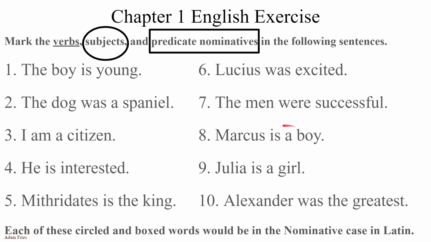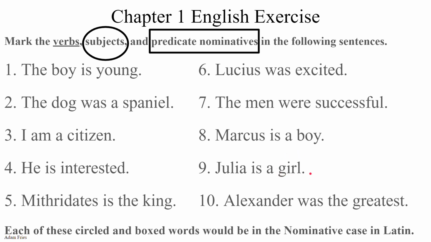Sentence 8, Marcus is a boy. Well, who is the boy? That is the subject. Circle him, Marcus. Underline the linking verb is. Put a box around boy, which is a noun. Boy is the predicate nominative, giving more information about the subject, Marcus. Sentence 9, Julia is a girl. Circle Julia. Underline is. Put a box around girl.